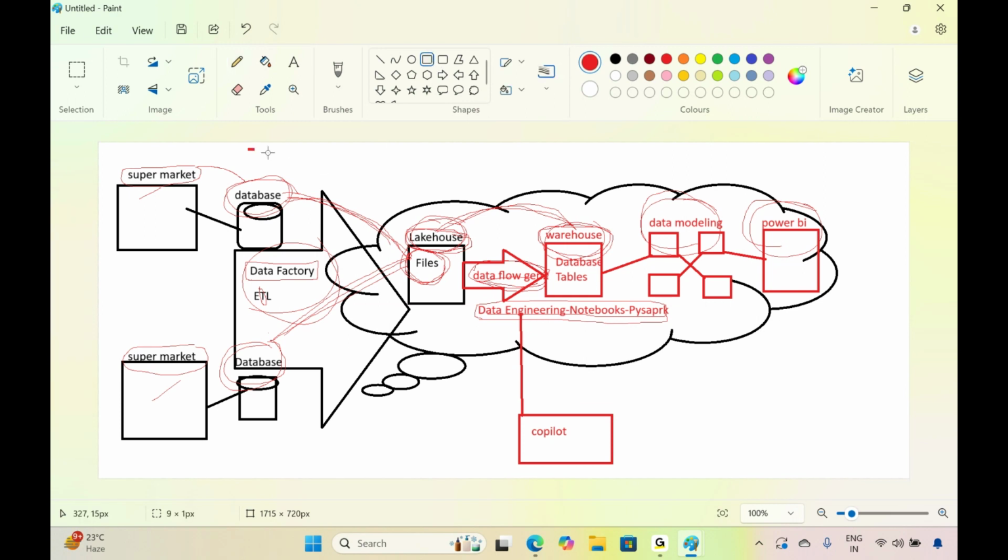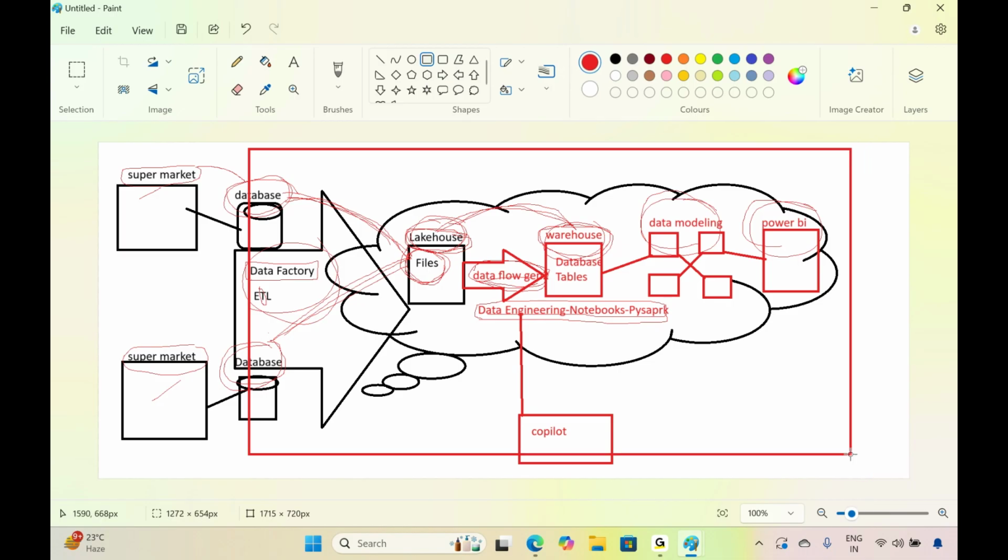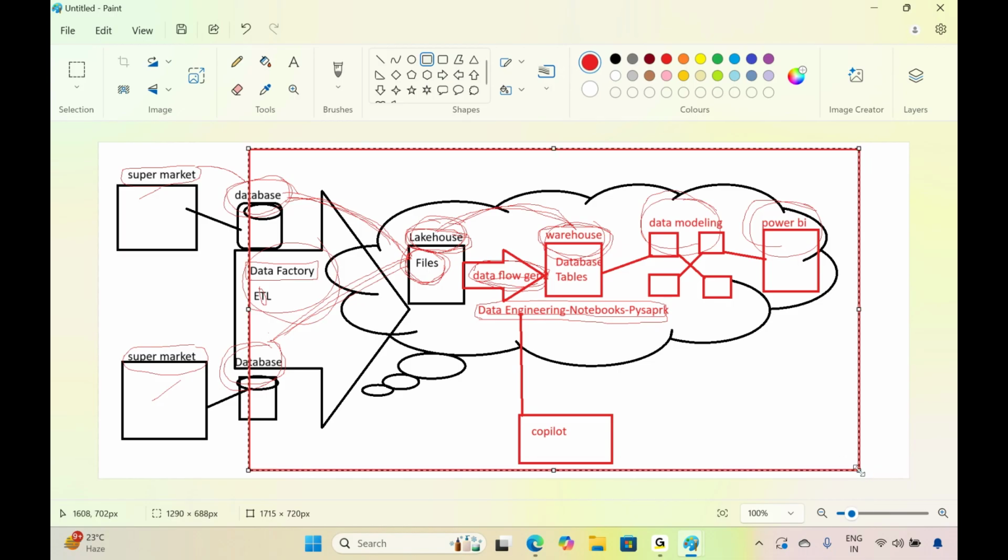So the main beauty of this Microsoft Fabric is that it is all in one place. The data engineering part and the Power BI part are both in the same place. That is the main advantage of Microsoft Fabric, and that is the reason every client is trying to use this one only.